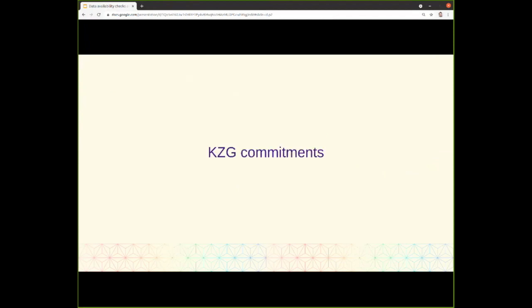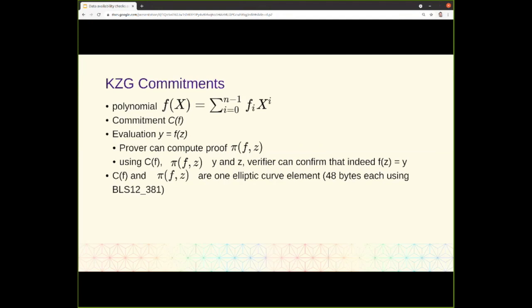And that's where we come to KZG or Kate commitments. KZG commitments are commitments to a polynomial f of x, defined by its polynomial coefficients f_i. With KZG commitments you can compute a commitment C of f. That's basically a short string of bytes. See it like a sort of hash function that turns a polynomial into a short string of bytes.